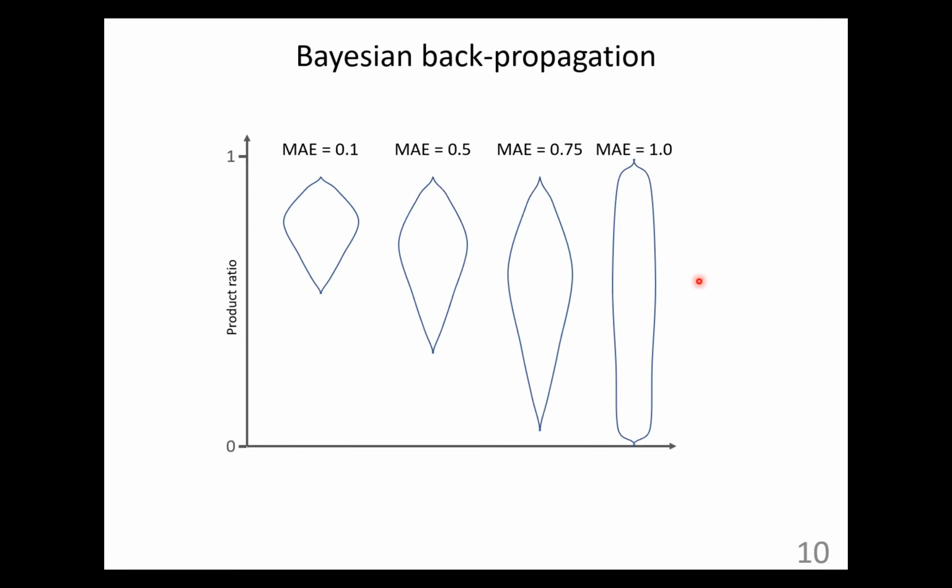Here we see that the larger the uncertainty in energies, obviously the larger the uncertainty in the prediction. And at an error of 1 kilocalorie per mole, uncertainty in the prediction becomes so large that we actually didn't need to predict anything, just say there is some product ratio between 0 and 1. Luckily, our results show that usually the mean absolute errors are much smaller.